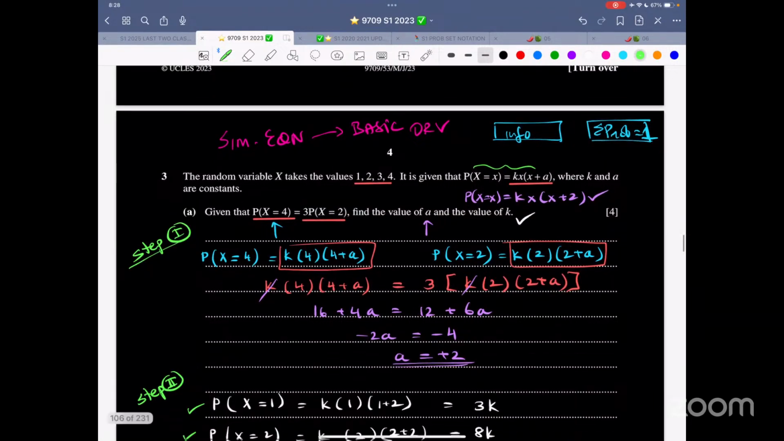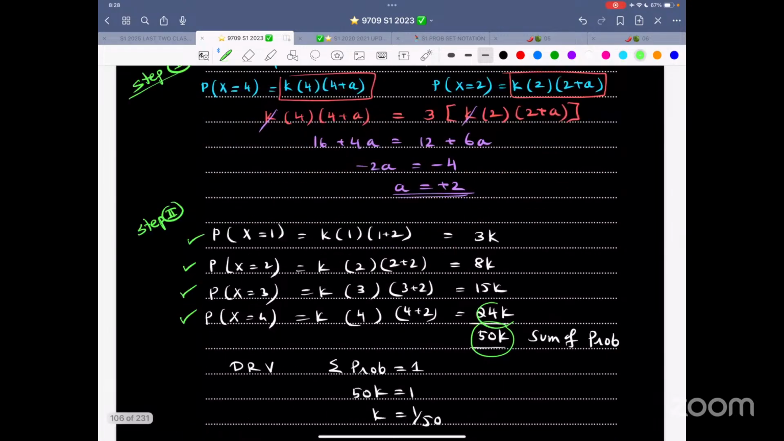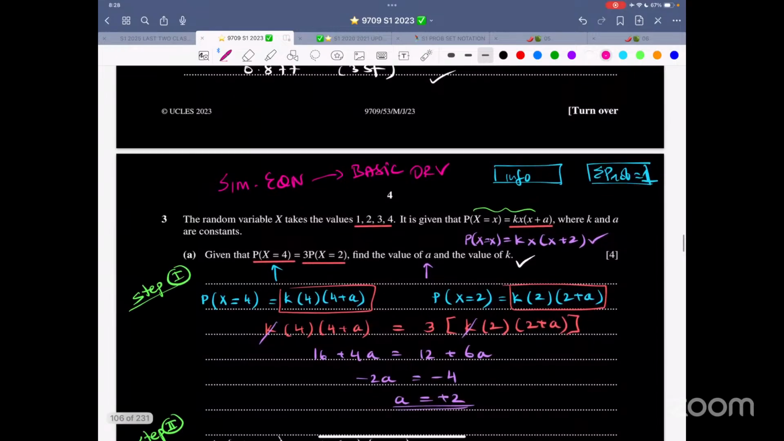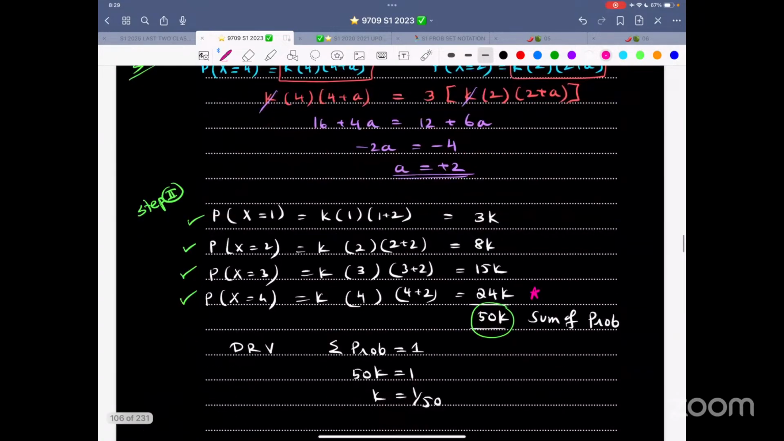Probability X is equal to 4. So we already have the probability X is equal to 4, which is 24K. Let me focus over here. That is 24K, and this is 3 times the probability X is equal to 2.